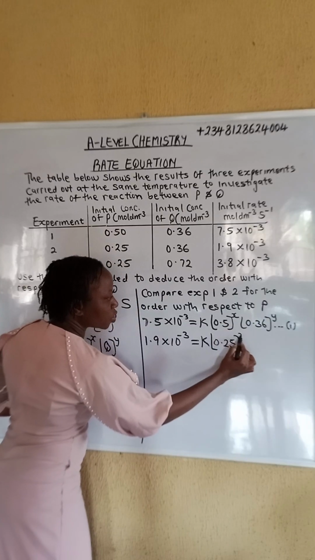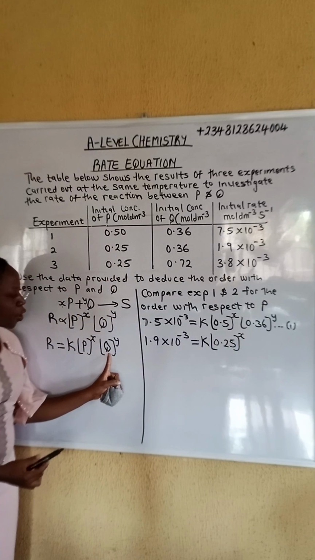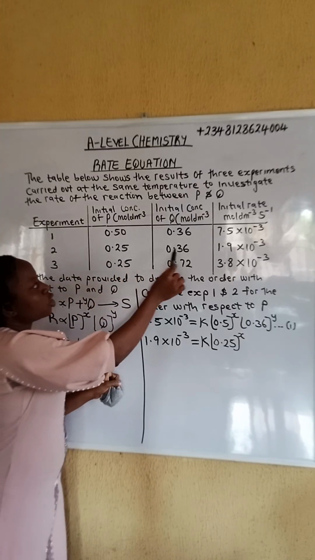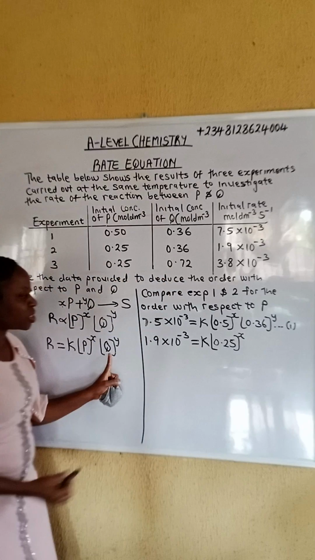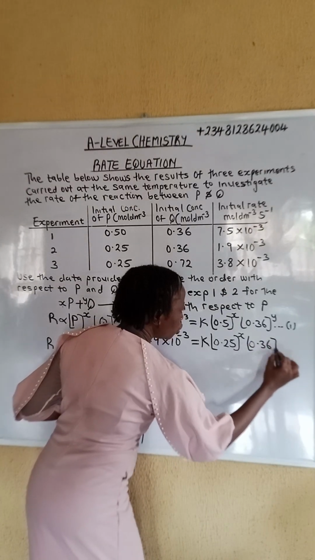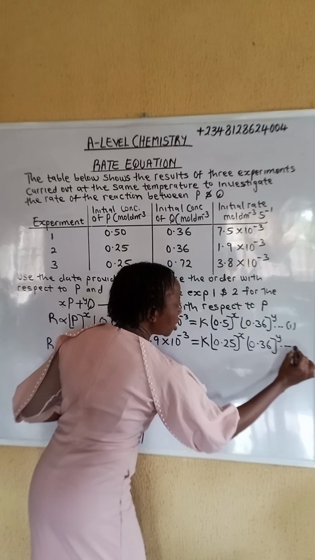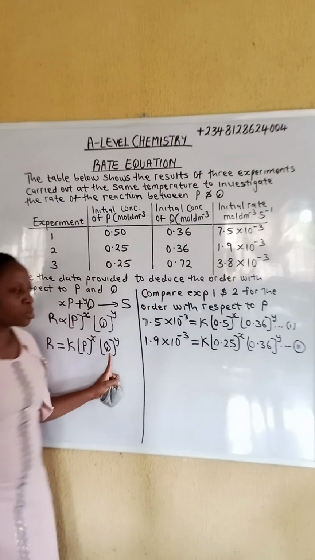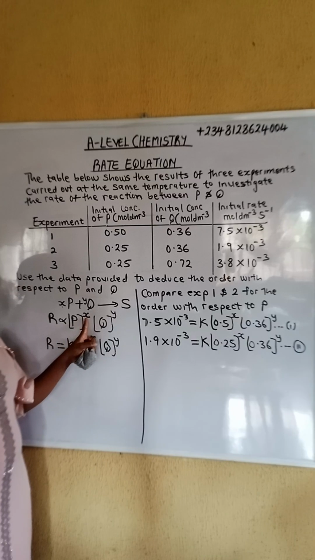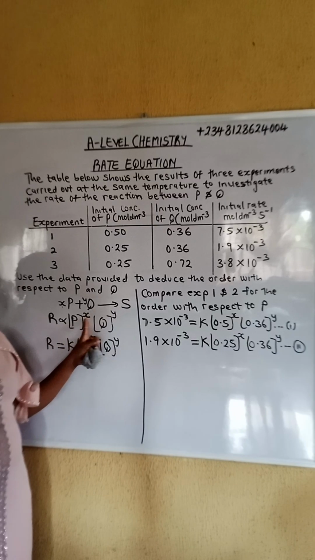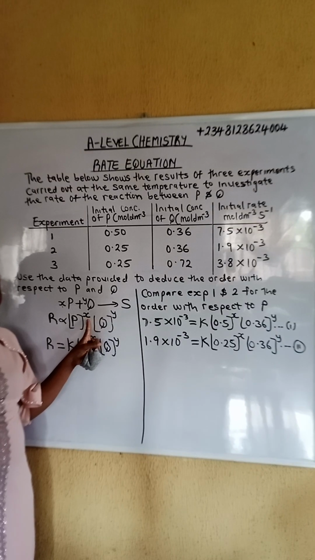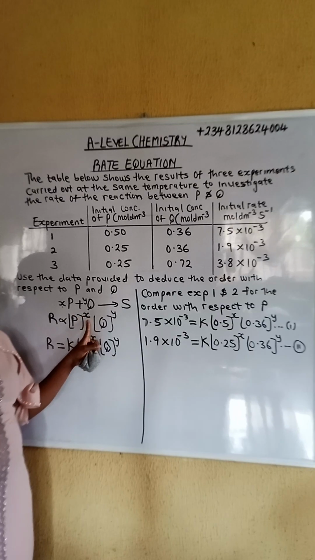Then to the power of what? Of X. Then the concentration for Q under experiment 2 is 0.36, 0.36 to the power of Y. So let's call this one equation 2. Now, don't forget that we are looking for the reaction order for P, which is X. So we look for a way to make X the subject of the formula.